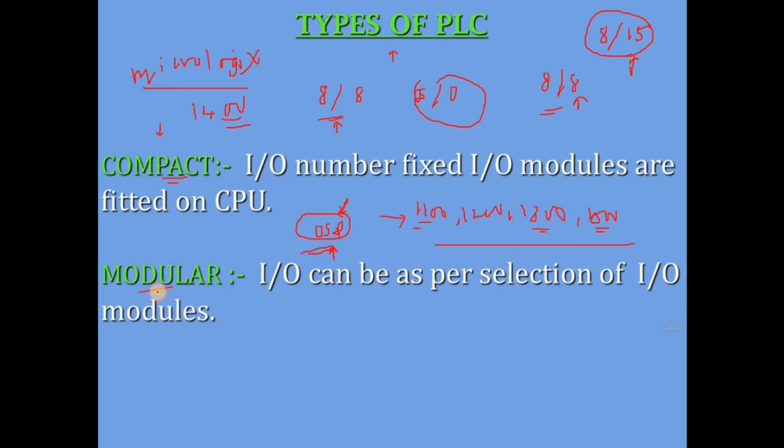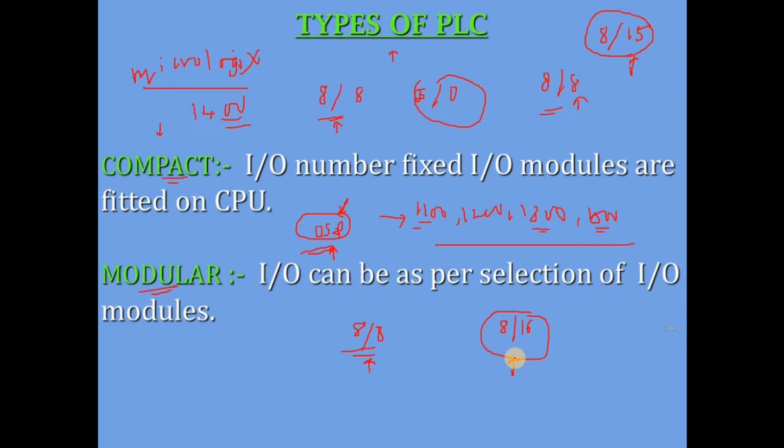Now coming to the modular type PLC, what exactly is the meaning of modular type PLC? For example, I'm just giving you an example, if you have 8 inputs and 8 outputs, and accordingly you select the PLC, but suddenly you get to know that instead of 8 outputs we require 16 outputs. You can fulfill this requirement in the case of the modular type PLC.